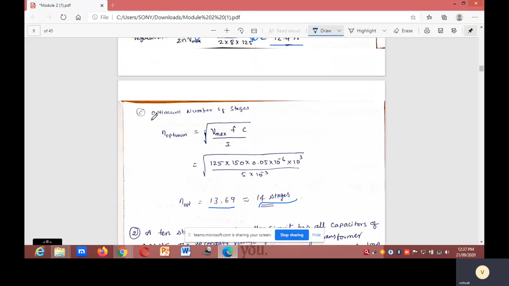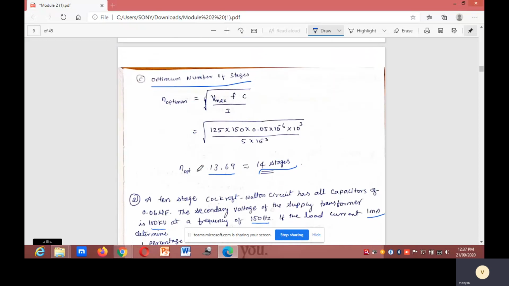Next, the optimum number of stages. N optimum is equal to square root of V maximum into F into C divided by I. We know the values, substitute, you'll get 13.69, that is equal to 14 stages.